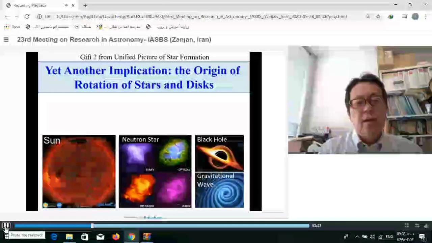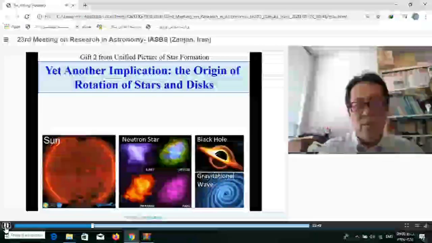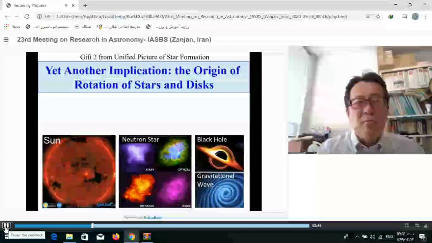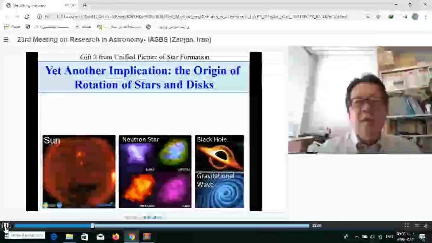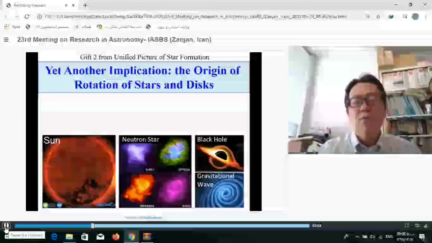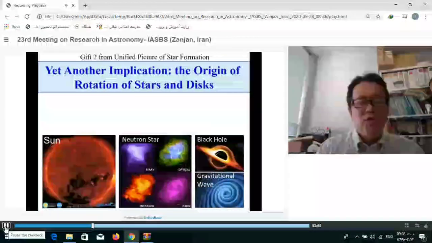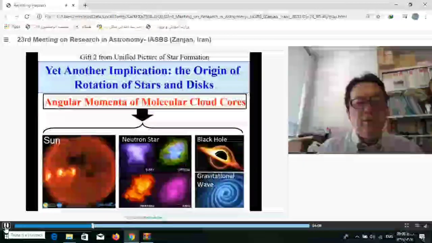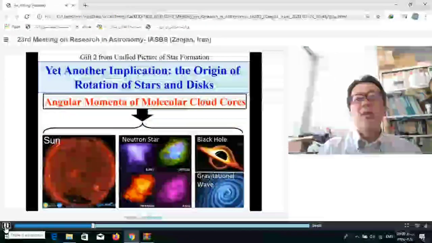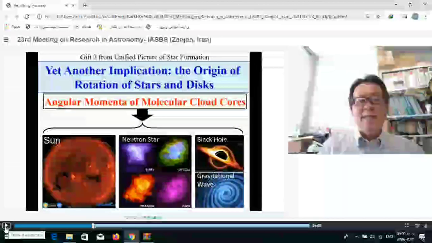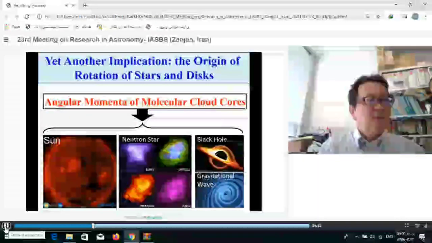Even for the black hole, we are now detecting gravitational waves from binary black holes. Why do we have binaries? Because they have angular momentum. Why do they have angular momentum? Because they have the angular momentum from the beginning, from the star formation process. And the moment this newborn star forms, that should be understood in terms of the angular momentum of the molecular cloud core, right? So let's try to understand the origin of angular momentum of molecular clouds. Okay, so let's move on.